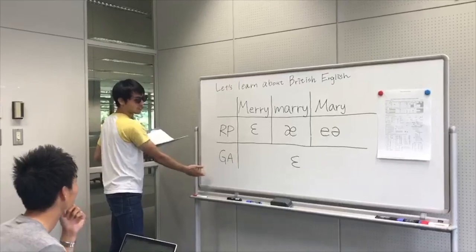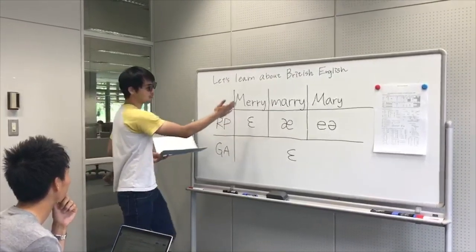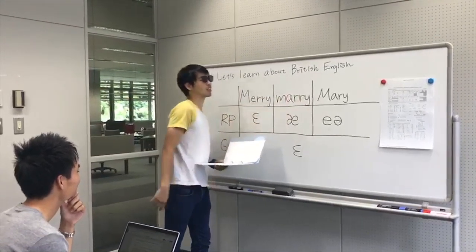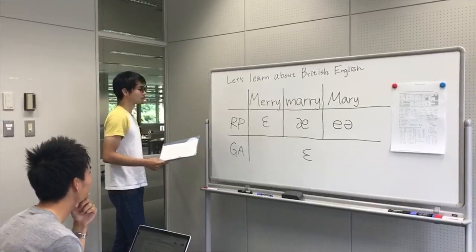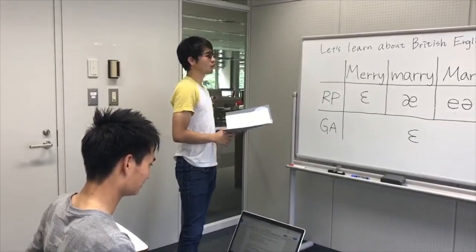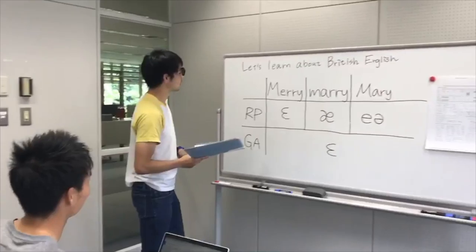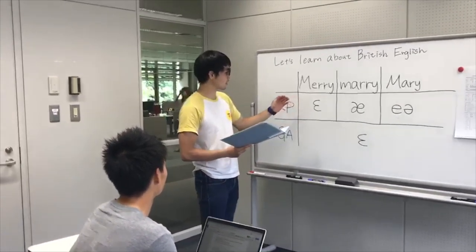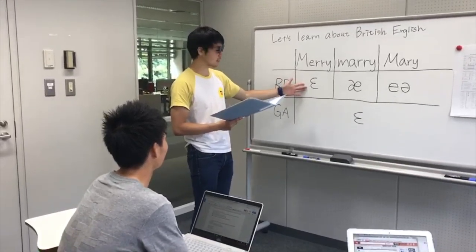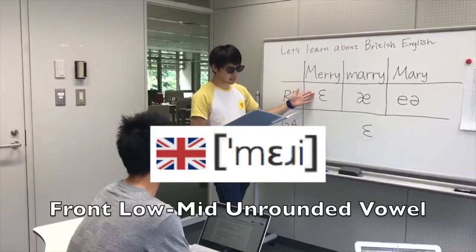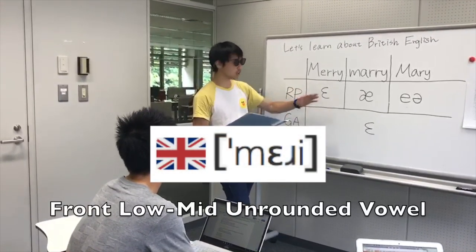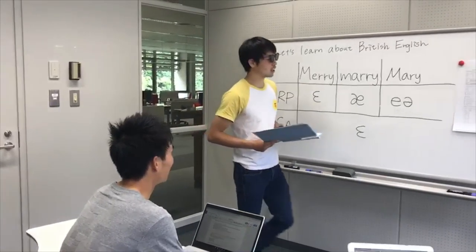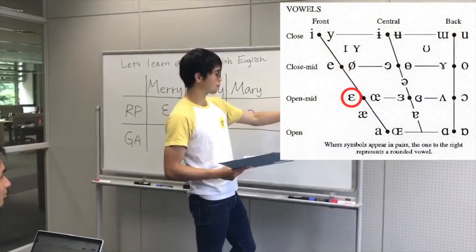I've got this chart for you. They all have different vowels used in British English. We'll look at each one of the vowels. First one, Mary. Mary is this vowel, and this vowel is a front, low-mid, unrounded vowel. If you look at the chart, it's over here.